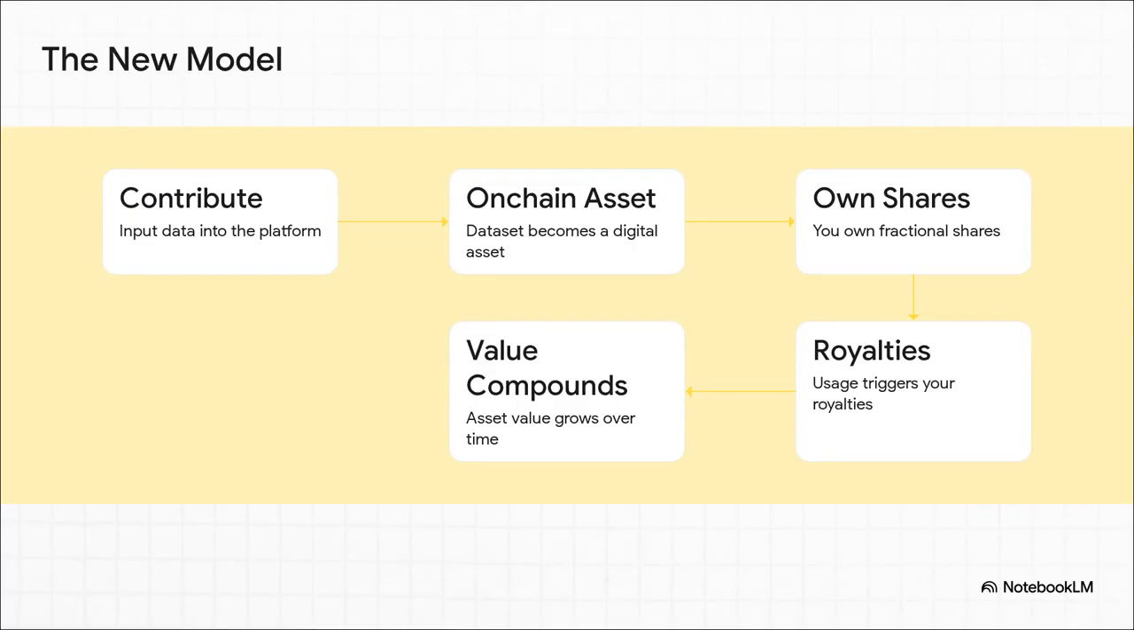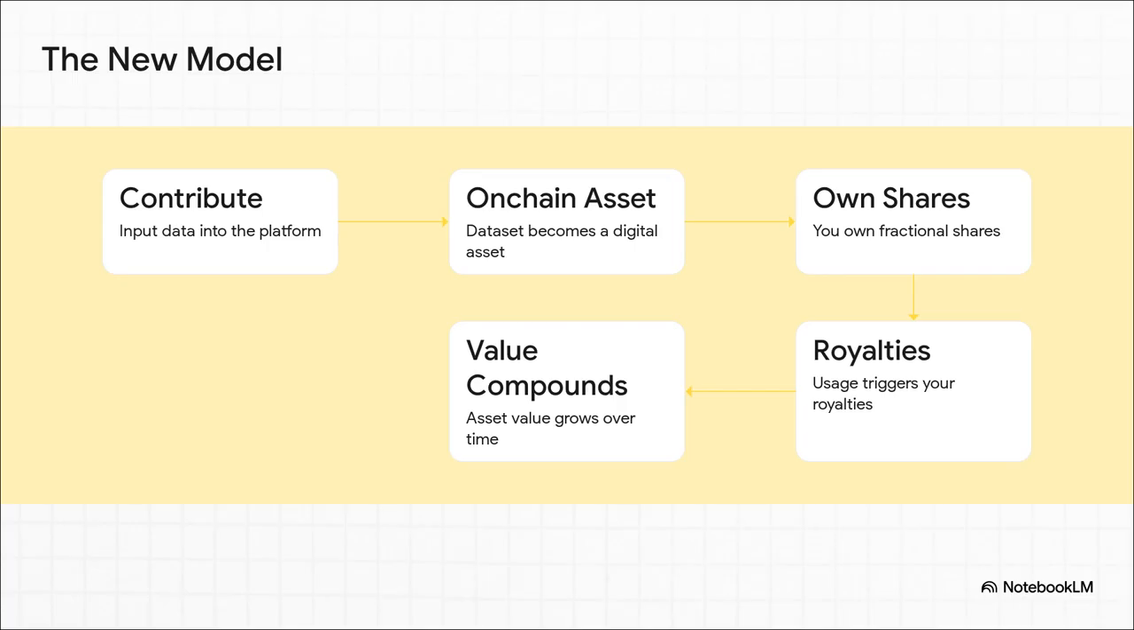Okay, so how do we fix this? Enter Codeta. With this model, we're looking at a totally revolutionized 5-step engine for continuous value. Step 1 is exactly the same. You contribute. But step 2 is where the magic happens. The data set becomes an on-chain asset. It gets permanently and transparently recorded on a blockchain, making it secure and verifiable. Which leads right into step 3. You own fractional shares. You're not just a gig worker anymore. You're a recognized owner holding a piece of that asset.